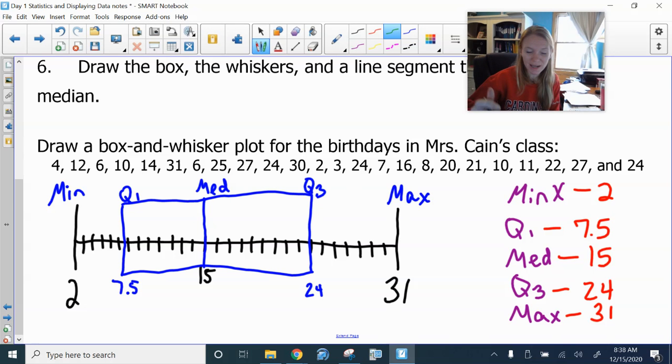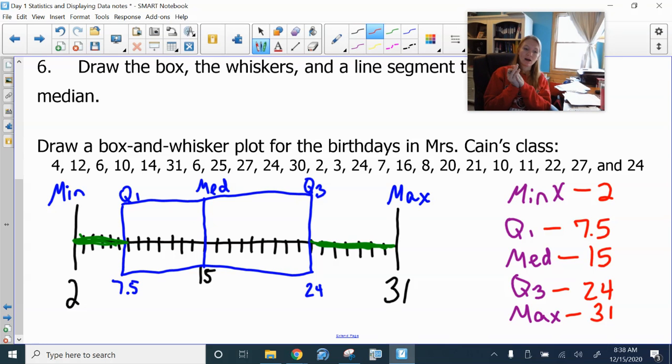So what this is trying to tell us, let's see here, this would be the whiskers. So the whiskers are kind of the extrema, I guess you could say, the ends of the line of the graph. 50% of the data falls from quartile 1 to quartile 3. So from 7.5 to 24, 50% of the data is in that range. So that's kind of the reason that we have the box there, to say that's the bulk, where most of the information is.